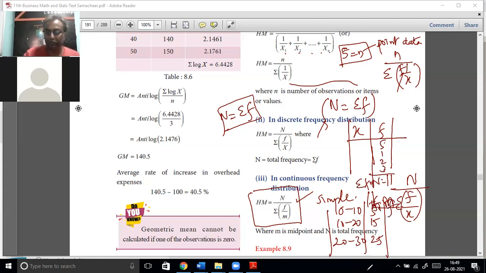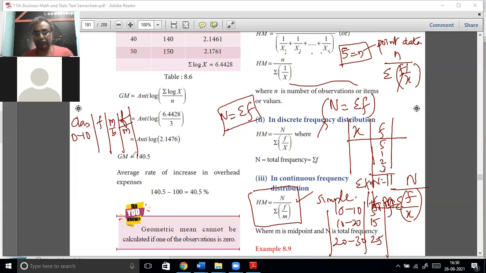Okay, what you have to do? I will show another way. The class is given, 0 to 10, and then the frequency is given, but no x is given. Instead of x, you have to put the mid value. Then what you have to find? You have to find f divided by m. That is the next thing you have to find. There you found 1 divided by x. In this table, you have to find f divided by m. That's all you have to find.